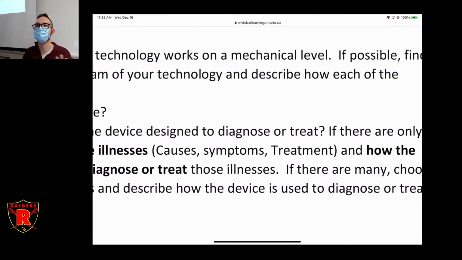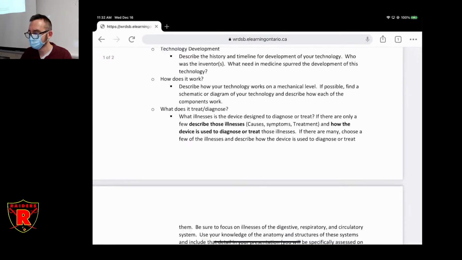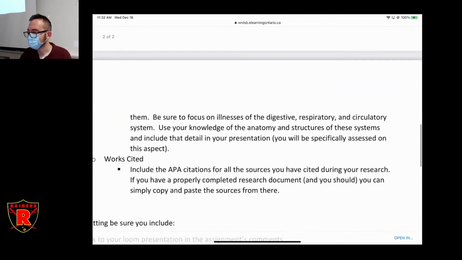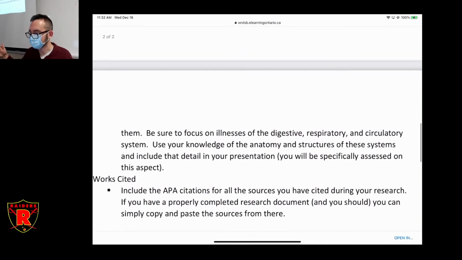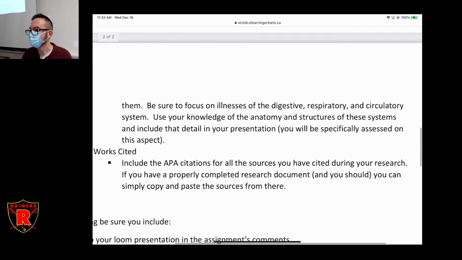Okay, we're going to talk about these illnesses over the next couple of days in a very cursory way, okay? Just the basics, but you're going to get into detail here in the last component of your project. Okay? So through that, it says, be sure to focus on an illness from these three systems. Use your knowledge of the anatomy and structures of those systems in your presentation, okay? Talk about specifically how your illness is specifically affecting the structures within that system. Okay, remember, you're trying to tell me about your knowledge of that system through discussing the illness.